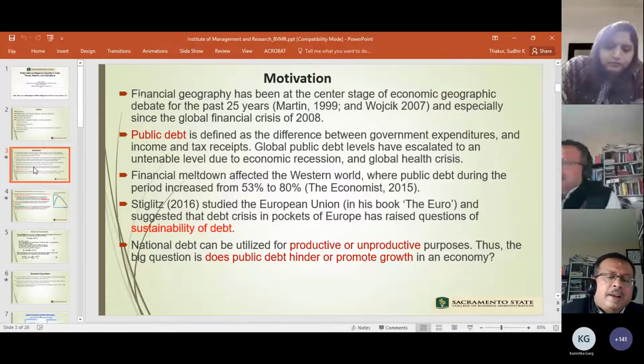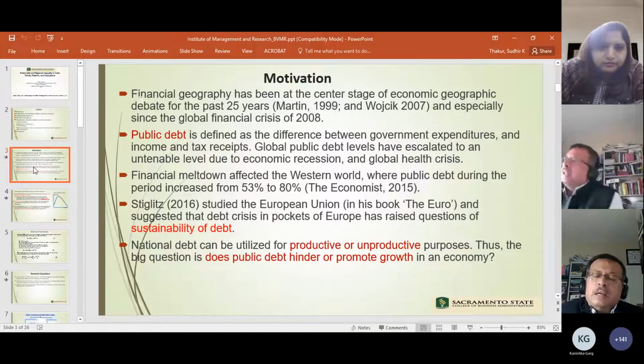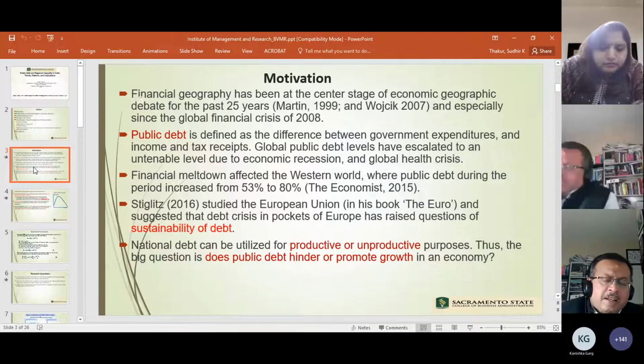And so debt is simply going through the roof in most of the nations. So during the global economic recession of the mid 2000s, the debt levels soared. It increased by 53 to 80% in most of the European and developed countries, as reported by The Economist in 2015. There has been a lot of work, and one work is known as The Euro, written by Joseph Stiglitz, the Nobel laureate in economics. He studied the European Union and determined that the debt crisis has reached a level of unsustainable debt in many of the countries in Western Europe.